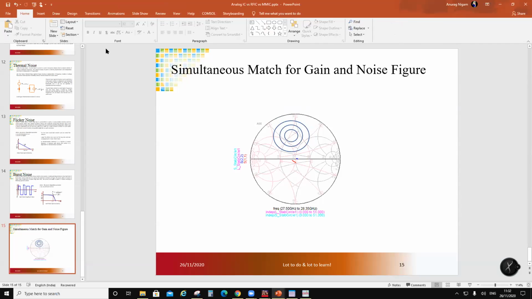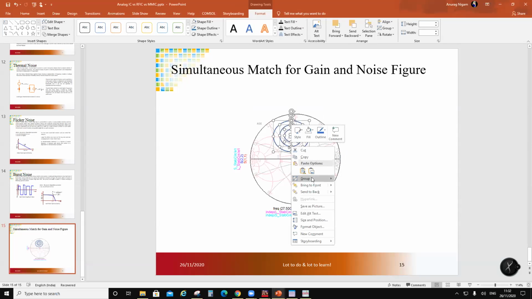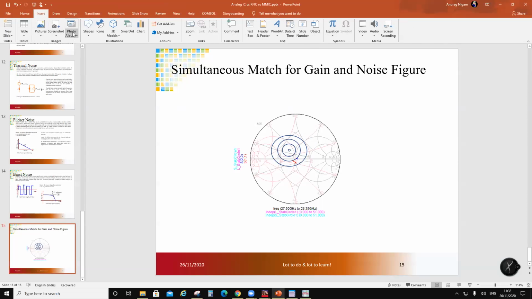And the center point is called NF min of the device, which is over here. Okay, so this is where the optimum noise is. So this is where I should be tuned. And let's say this is where I tune. So I'm seeing a different noise figure than NF min. Okay, now this is matched for gain. If this was matched for noise figure, my impedance would be over here.